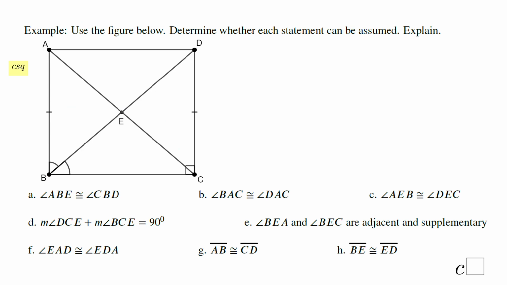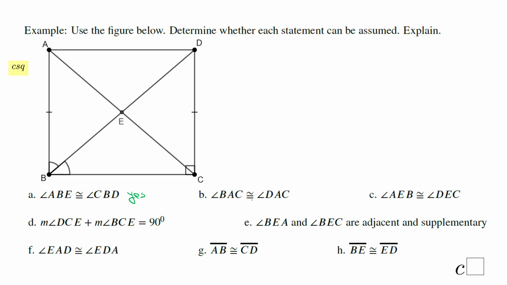So let's take a look at this example where we have to use this figure below and see which statement can be assumed, true or false. So let's take a look at A, angle ABE. We notice this angle is already marked with one arc, and angle CBD. Are these two congruent? Yes, because they are marked with the same arc. So this one I'm going to say yes, you can assume.